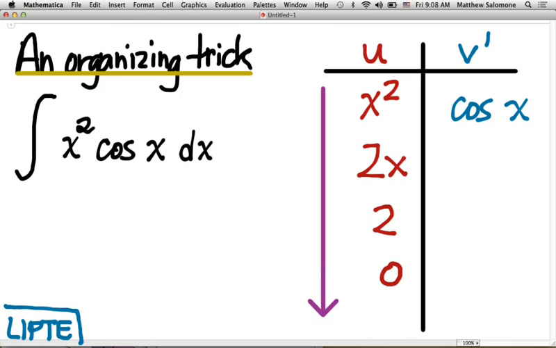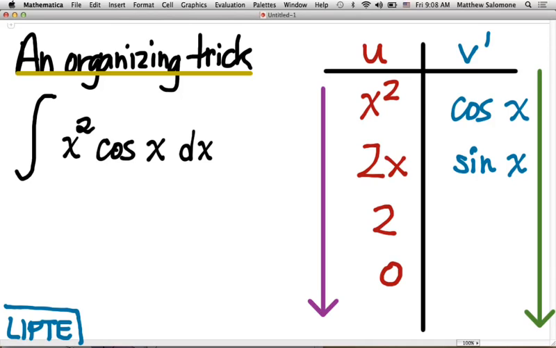So in this little organization, we're taking derivatives down the left-hand column. In the right-hand column, meanwhile, if I'm always making the same choice for v prime, what am I doing on the right-hand side? Taking antiderivatives. So what's the antiderivative of cosine of x? Careful about that sign. Antiderivative of cosine is positive sine, going counterclockwise around that little clock. Then what's the antiderivative of sine?